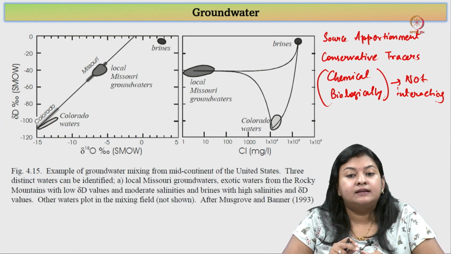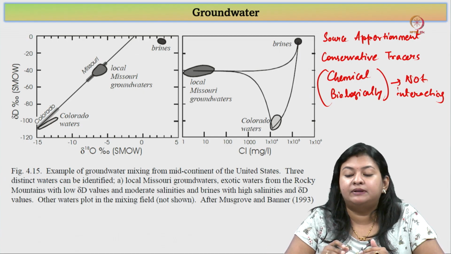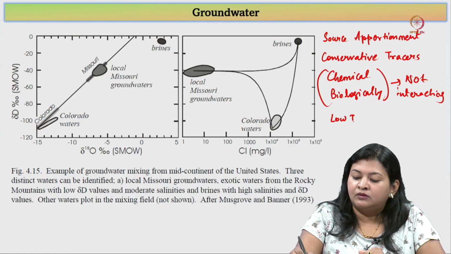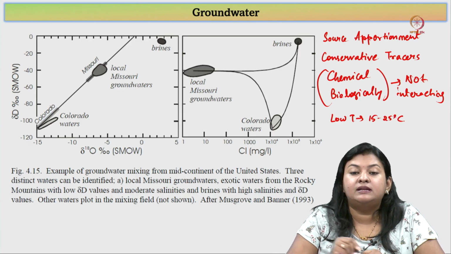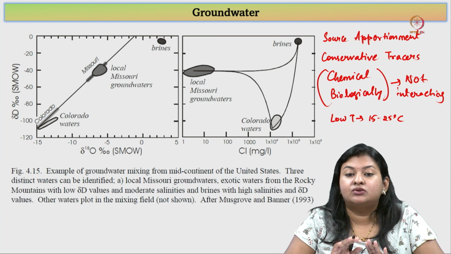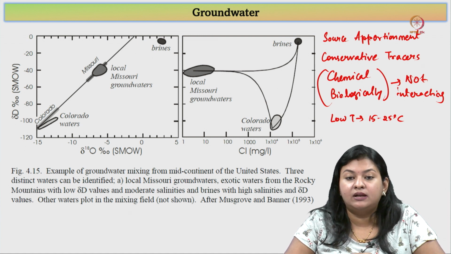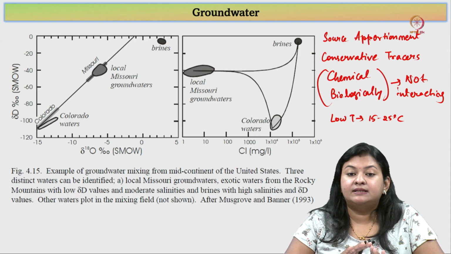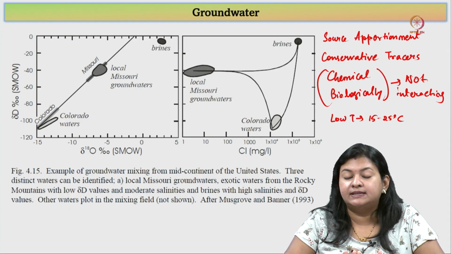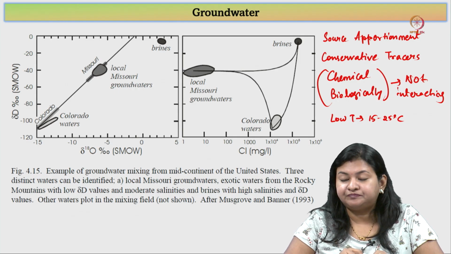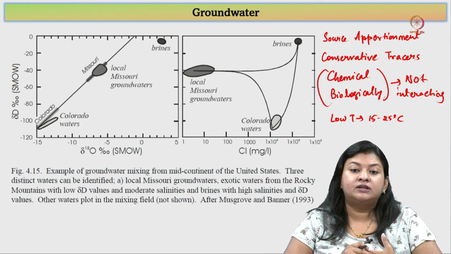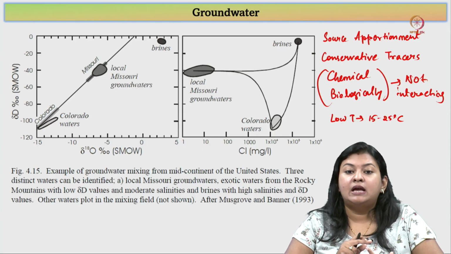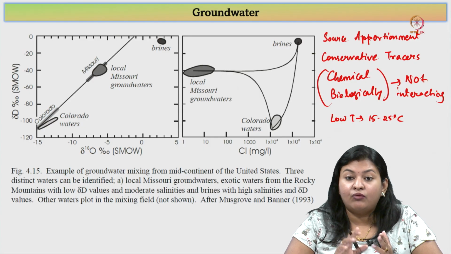And that is very true for low temperatures, meaning temperatures at the earth's surface, around 15 to 25 degrees Celsius. So, there is no chemical interaction, no biological interaction, and even if there is, the water composition is not going to change. If I am collecting a river water sample, no solute interaction is going to change my δ18O and δD values. Similarly, biological interactions are also not going to change my δ18O and δD values of the water.